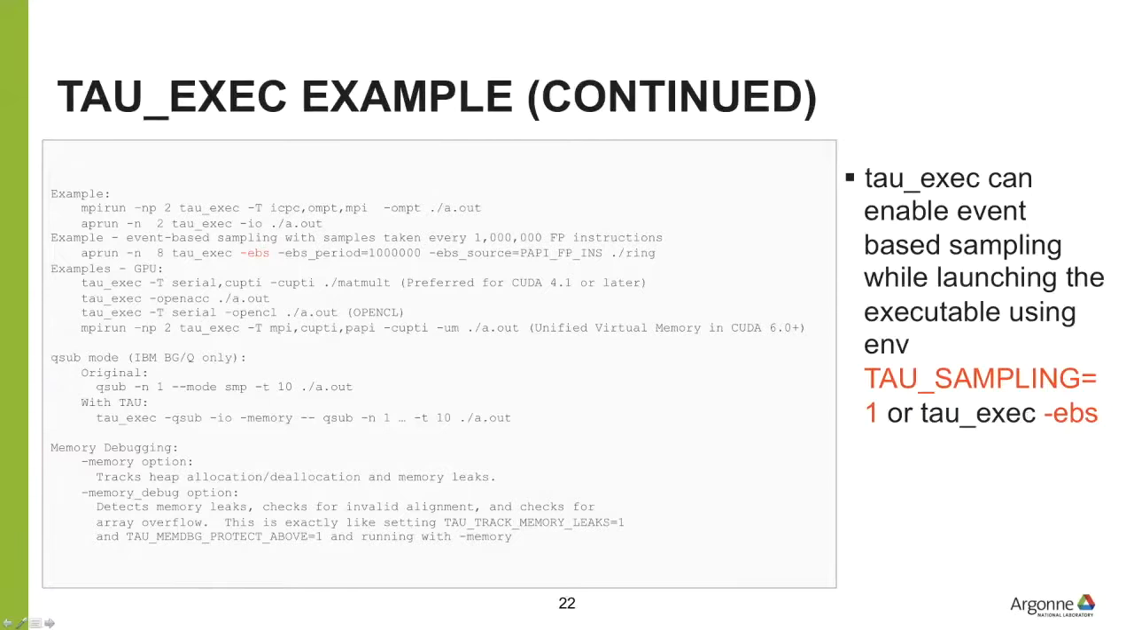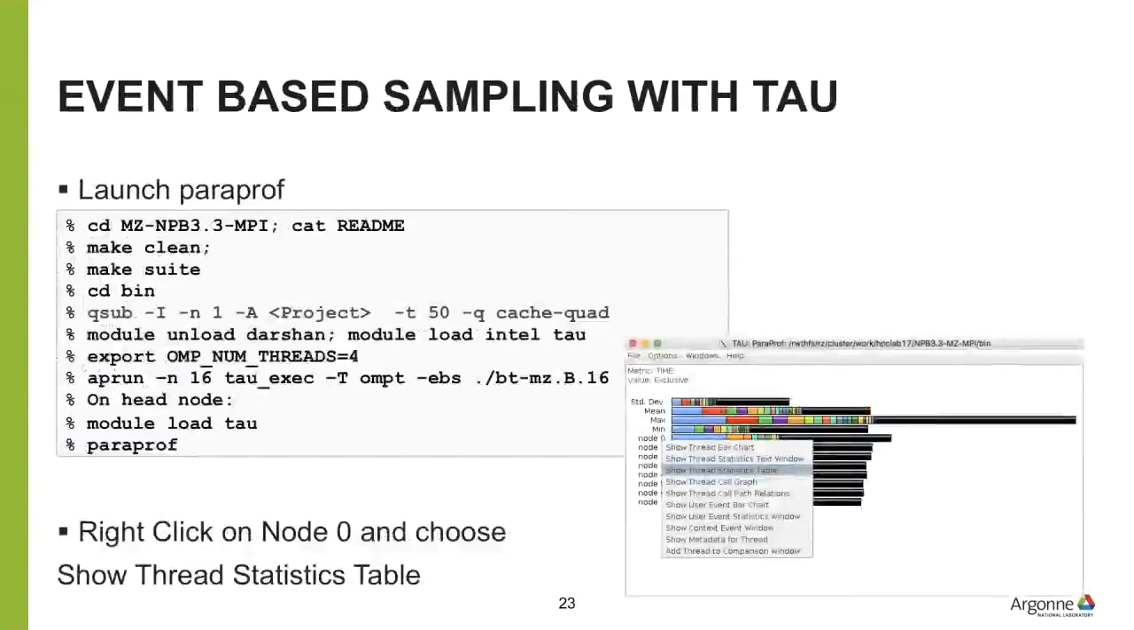And you can either enable the event-based sampling with the -ebs flag, or you can set an environment variable called TAU_SAMPLING equals one. We have many different runtime environment variables, and we'll see those towards the end of the slides. But you can choose either of these. The important thing is just unload the Darshan module, load the Intel and TAU modules, run the code like this, tau_exec -T ompt with the event-based sampling.